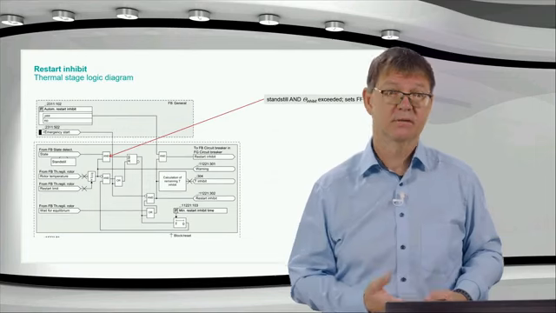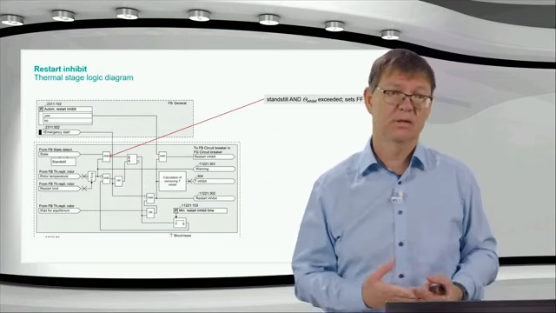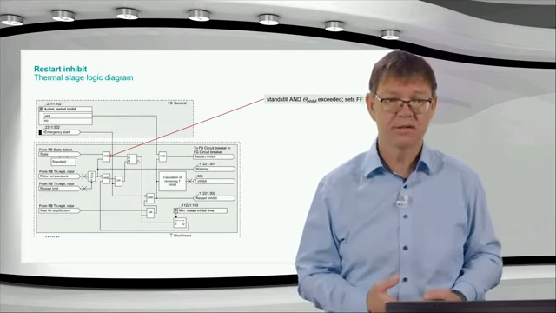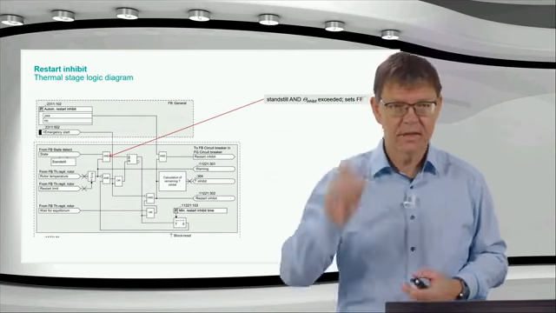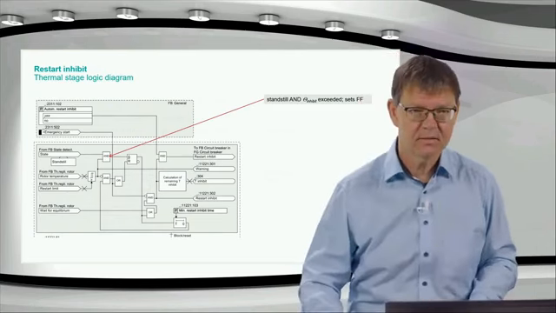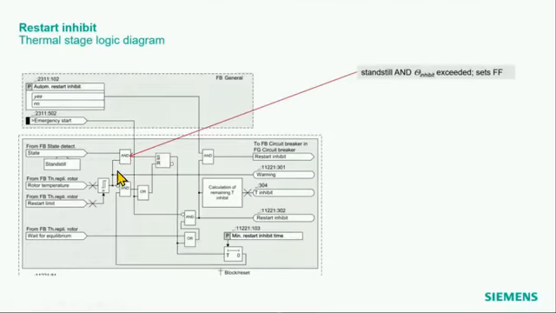Let's have a look in the logic diagram of the thermal stage. Here at this point, the motor is at standstill, and here we see the temperatures from the thermal replica. Now this is the other function we discussed before. So if I exceed the temperature here, then this flip-flop here is set.